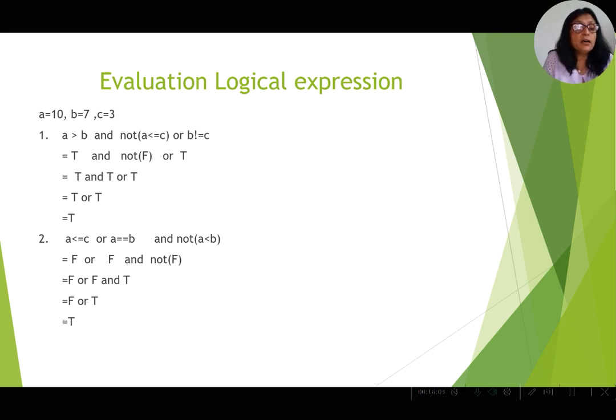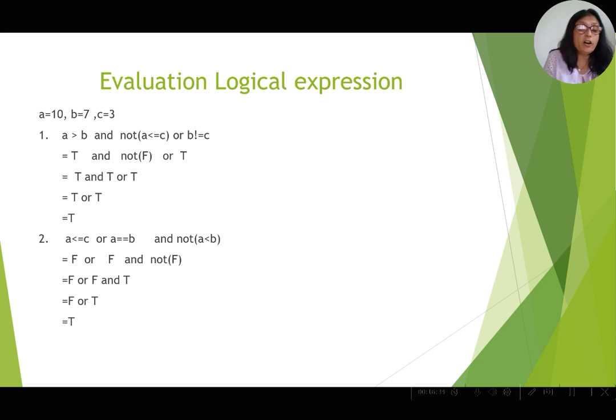Now next is question number 2. A is less than C or A is equal to B and not A is less than B. So A is less than or equal to C. That means A is less than or equal to C. No, it is false. So A is equal to B. No, it is false. And not A is less than B. It is false. Okay. Now we have solved the relational expression.